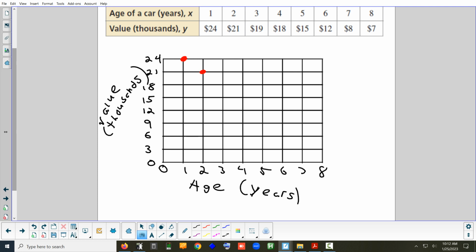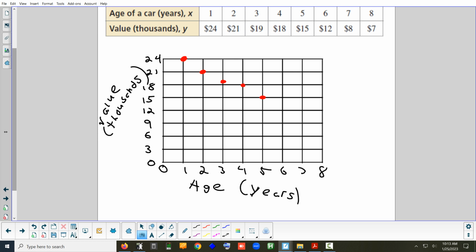Can somebody tell me where's the third point? Just give me the coordinates for it. 3, 19. So I'm going to go 3. This is going to go a little bit above 18. All right. Where's the fourth point? 4, 18. Okay, so 4, comma 18. All right, so right about there. What about the fifth point? Yep. 5, 15. So 5, comma 15. Okay. And the sixth point. Where's that one?